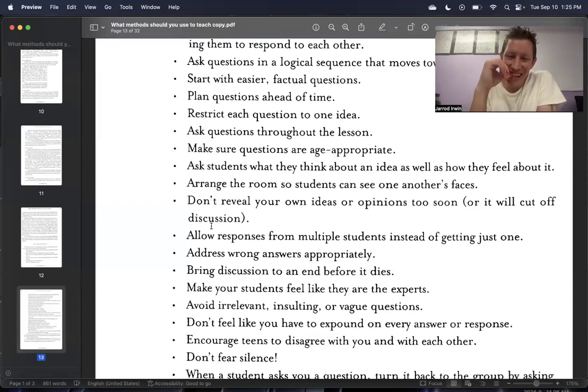I know. Avoid irrelevant, insulting, or vague questions. Yeah, the vague questions, that one I sometimes struggle with. But usually you can kind of realize it, okay, that was a little vague, I'll have to be specific, trim that up a little bit. Don't feel like you have to expound on every answer or response.